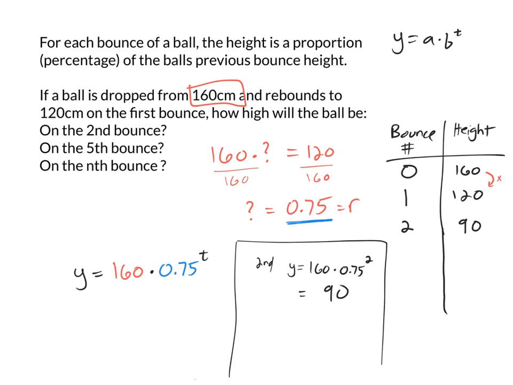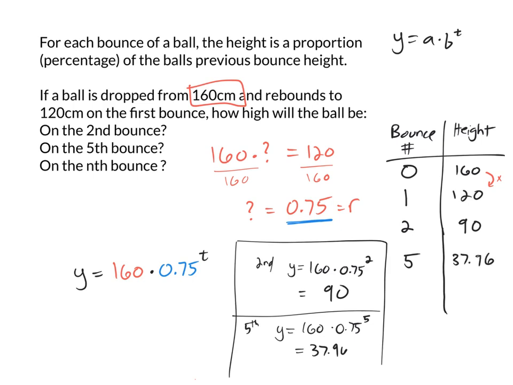Now, I don't have to continue this. If I want to know the fifth bounce, I plug in 5. Y equals 160 times 0.75 to the fifth power. 160, parentheses, 0.75 to the power of 5. I get 37.96. So fifth bounce, 37.96.